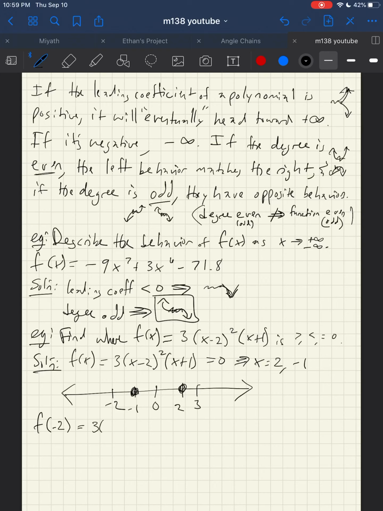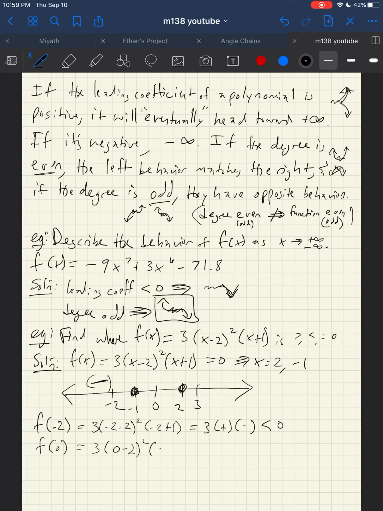So let's check f of negative 2, and that's going to be 3 times negative 2 minus 2 squared times negative 2 plus 1. And I don't need to evaluate this. I just need to say whether it's positive or negative. Well, anything squared is going to be positive. I've got 3 times a positive times a negative. So this is going to be negative here.